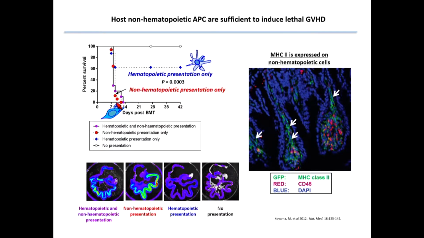And then also the non-hematopoietic APC only also have a severe GVHD. Surprisingly, the host hematopoietic APC only can induce much less GVHD.